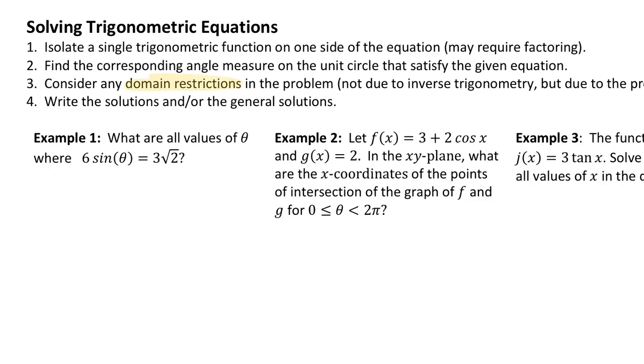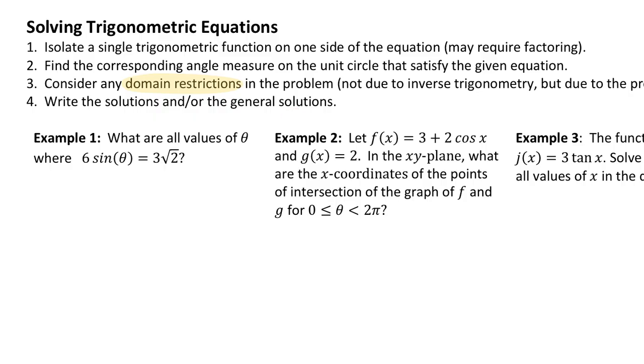And when I'm talking about domain restrictions, I'm not talking about the inverse trigonometric ones like when we folded our unit circle last class. Not those. I'm talking about the problem itself saying I only want answers between 0 and pi, or I only want answers between 0 and 2 pi, because that means we don't have to write a general equation. And once we identify those domain restrictions, we will either write down the solutions or the general equations, general solutions for each of those problems.